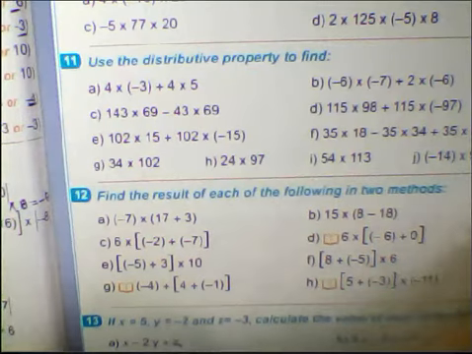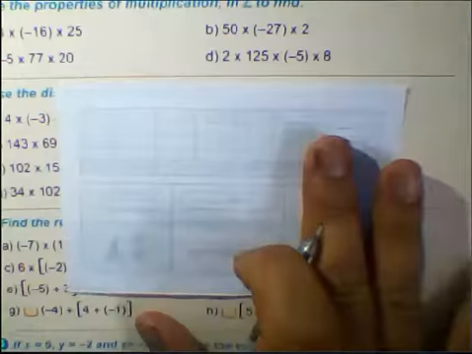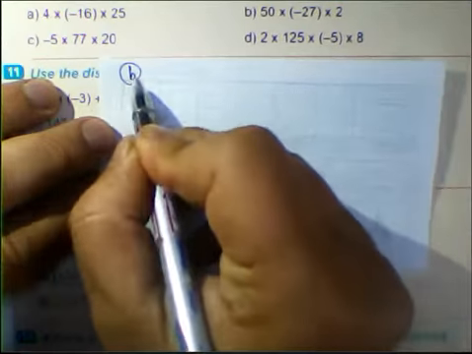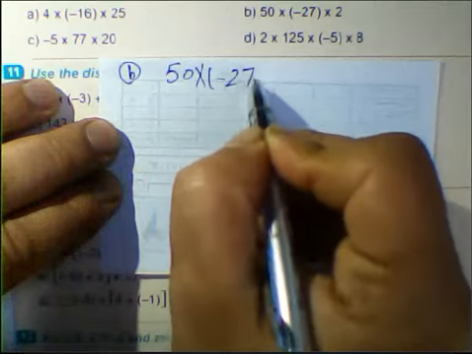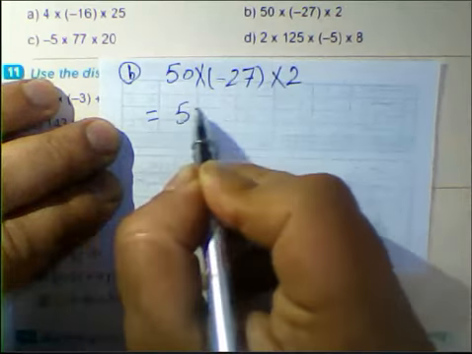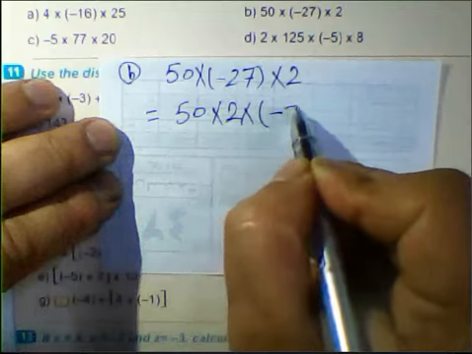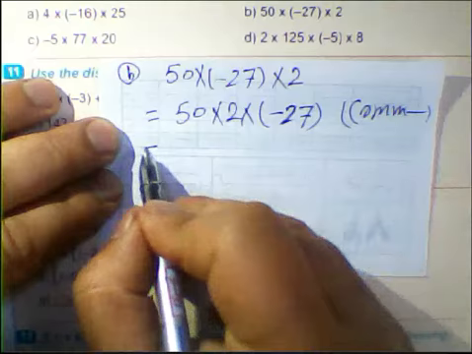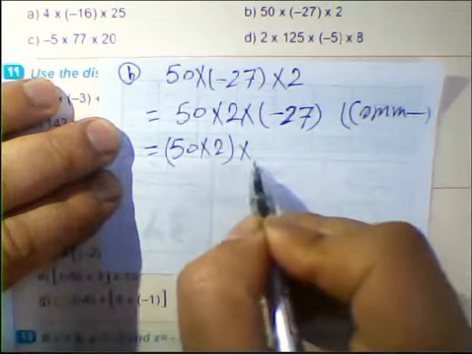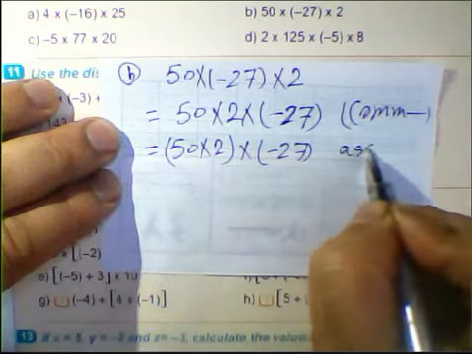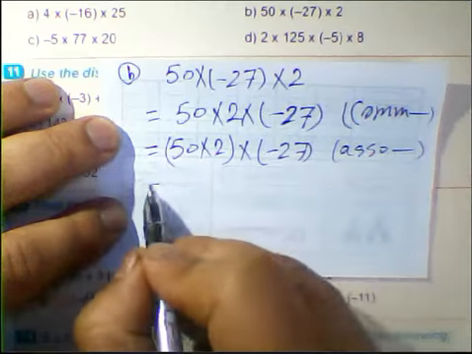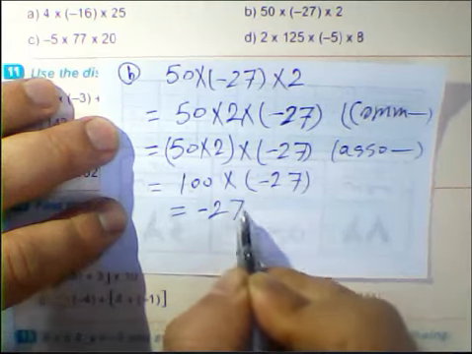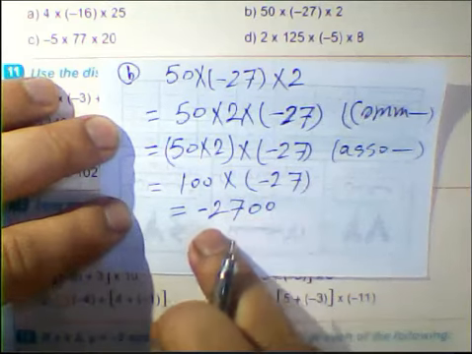Letter B: 50 multiplied by negative 27 multiplied by 2. We can write 50 multiplied by 2 multiplied by negative 27. This was the commutative property. And then 50 multiplied by 2 in parentheses multiplied by negative 27. That's the associative property. 50 times 2 equals 100, multiplied by negative 27. So the result will be negative 27, and we write double zero behind it, so the result will be negative 2700.